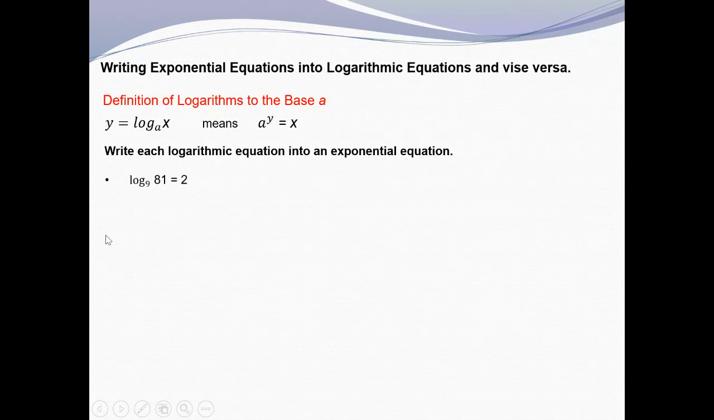So how should we do that? They give you log base 9 of 81 equals 2. Right, so check this out. This is logarithmic form. We want it in exponential form. So you need to know what the a, x, and y are. My a is 9, my x is 81, my y is 2. Now we put it in exponential form.